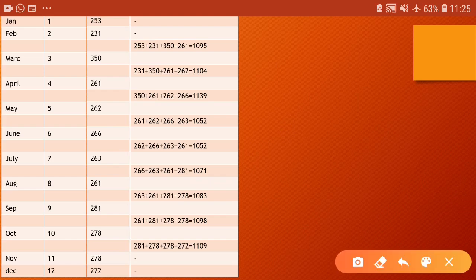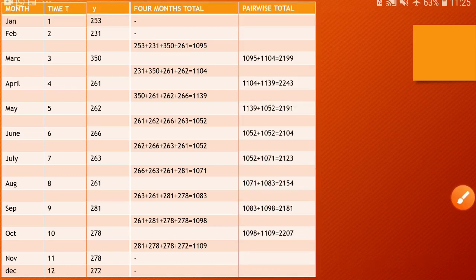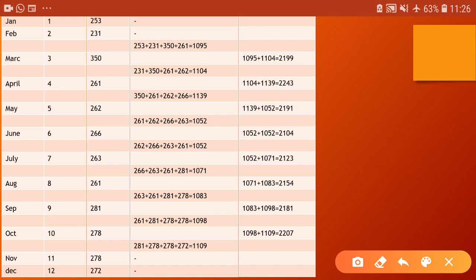Now what you need to do is pair-wise totals. How? 1095 plus 1104. Now this pair-wise total is opposite to March, then 1104 plus 1139 opposite to April. So 1095 and 1104 is 2199. Then 1104 and 1139 is 2243. Then 1139 plus 1052 is 2191. Then 2104, then 2123. Then 1071 and 1083 is 2154. 1083 and 1098 is 2181. 1098 and 1109 is 2207.